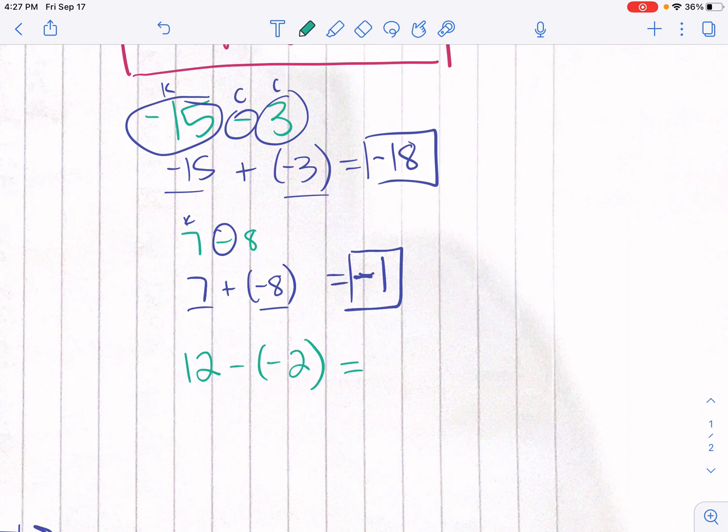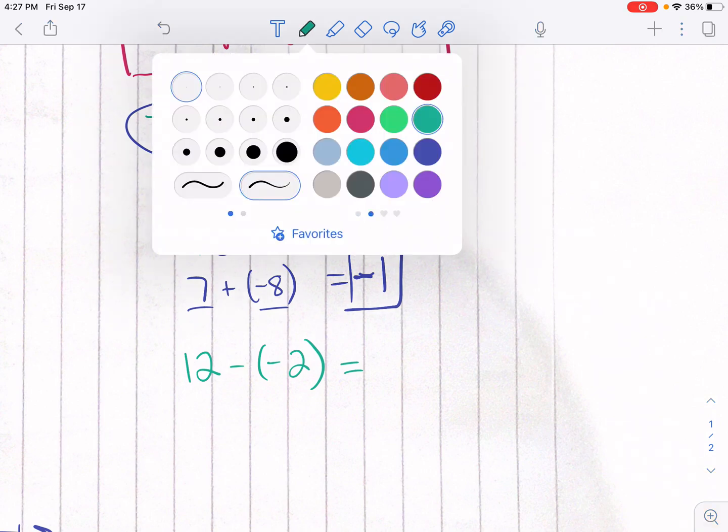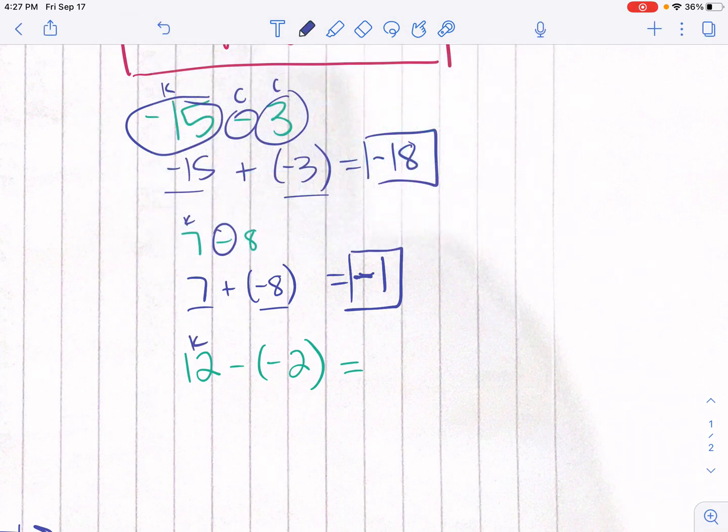So let's talk about what that looks like with the keep, change method. I'm going to keep my 12 the same. I'm going to change my operation. Instead of subtraction, it's now addition. And then I'm going to change my second number. So instead of a -2, it's going to be +2. So that is just 14. When you're taking away a negative, that just means that you're adding. It's kind of like these two symbols formed together to make this plus sign. It's like you turn this one on its side and made it the up and down part of the plus sign. So my answer is +14.